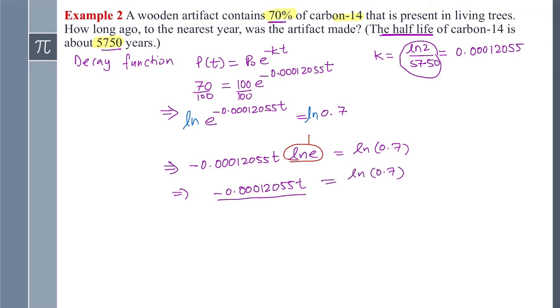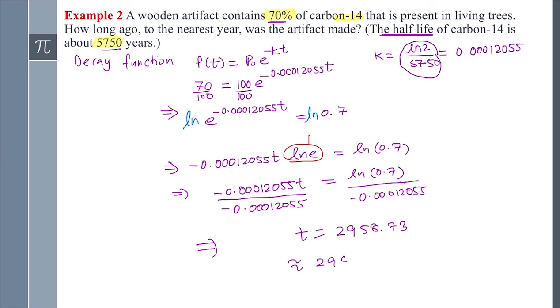And then if we divide by negative 0.0001255 on both sides, let's put this into the calculator. When we put this into the calculator, we'll get approximately 2958.73. So we can say that the artifact is approximately 2959 years old.